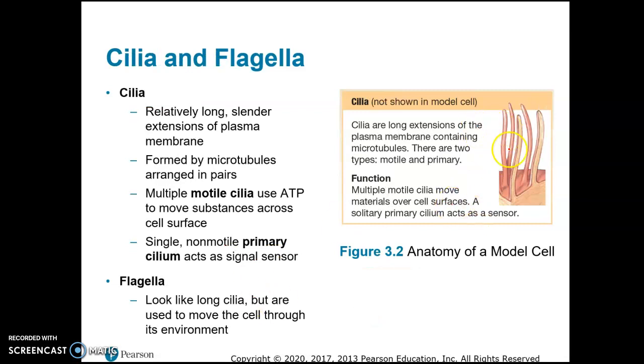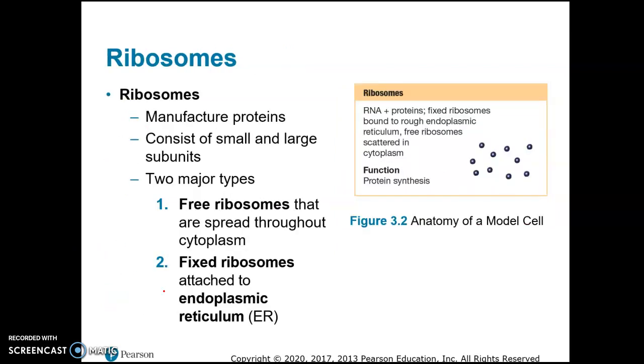Cilia look a little bit like microvilli, but they're much longer. They're little hairs that line the surface of some cells. For example, they line the surface of the cells that line our respiratory tract, and they help to move mucus and trapped particles up and out of our respiratory tract. Flagella are more like long tails, like just think of a sperm.